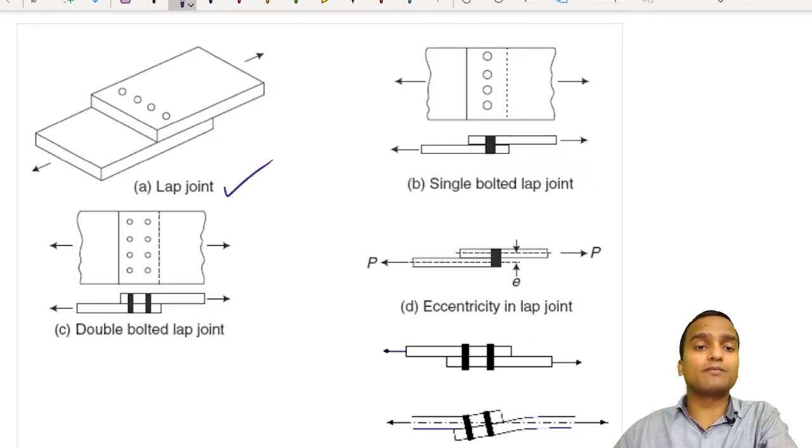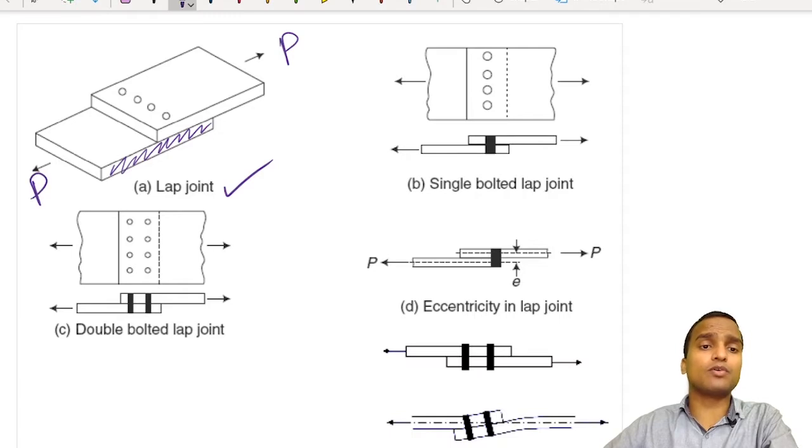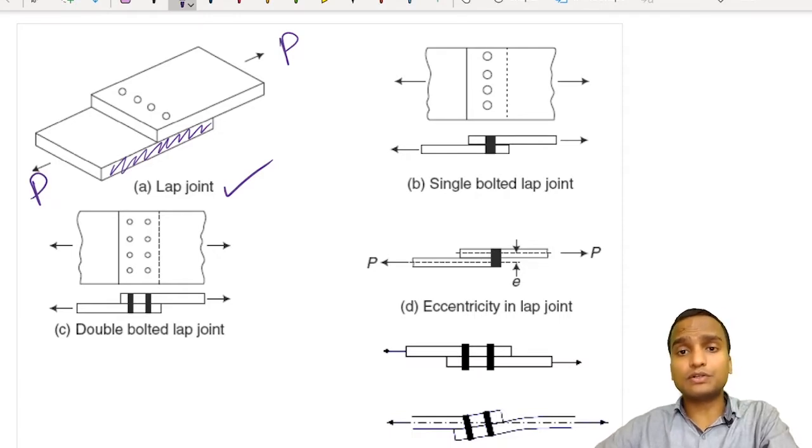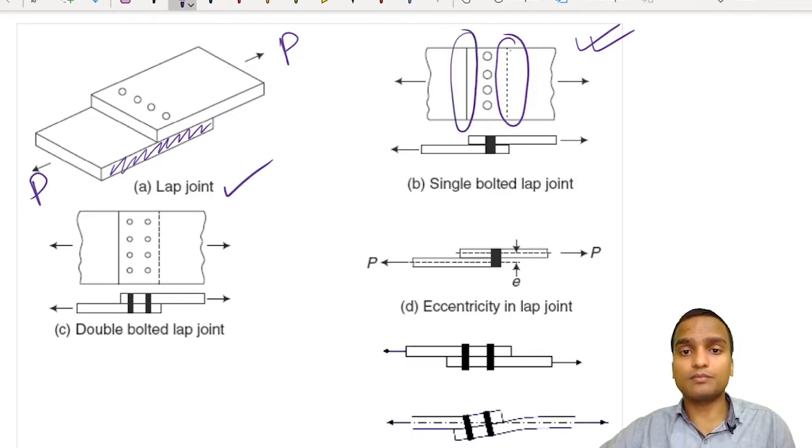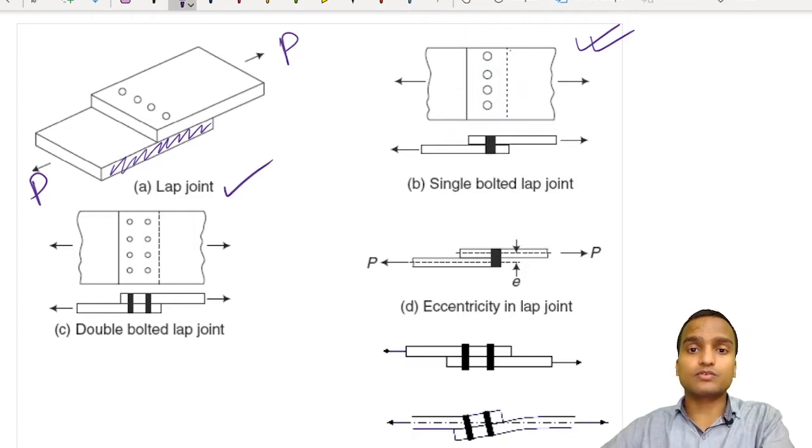Now this is the isometric view of lap joint, where you are seeing two steel plates or two steel flats are overlapped and holes are made in both the plates, and this is the axial load applied on both the members. Now this is the top view of the lap joint. See, this dotted line represents the end of the lower plate and this dark line represents the end of the upper plate. Alright. So this is the cross-sectional view of lap joint, and in this we have made only one row of bolting. So this is single bolted lap joint, and this is the direction of forces.